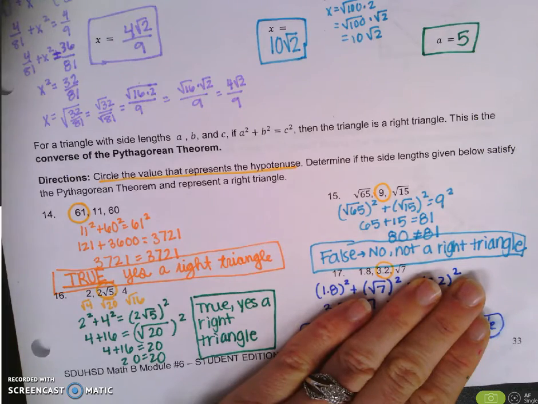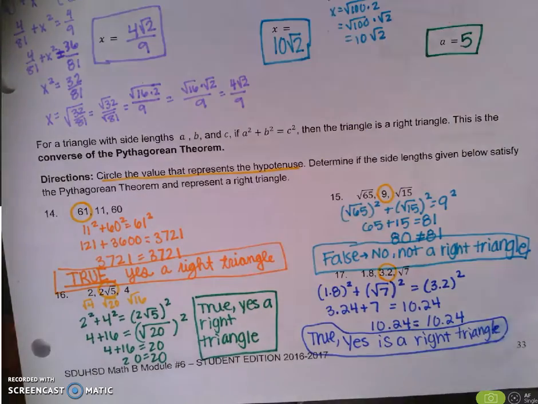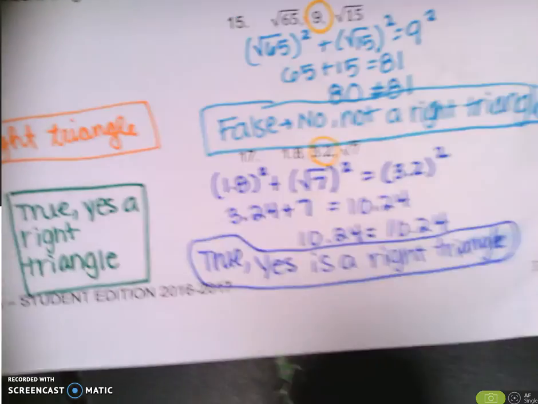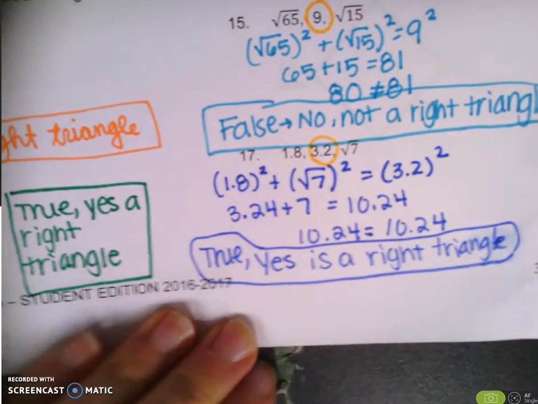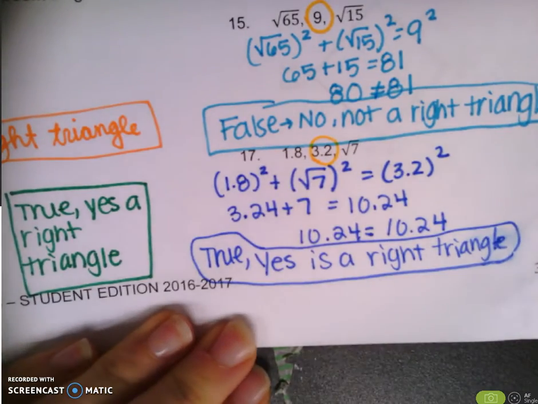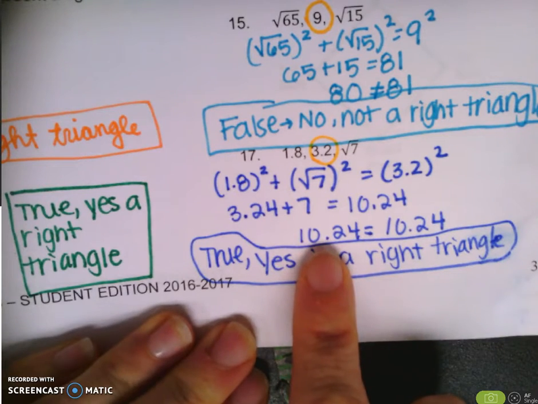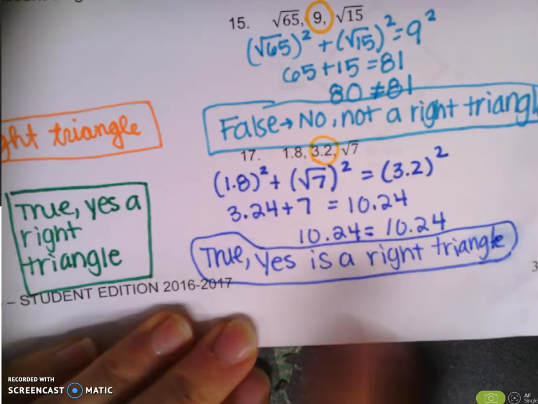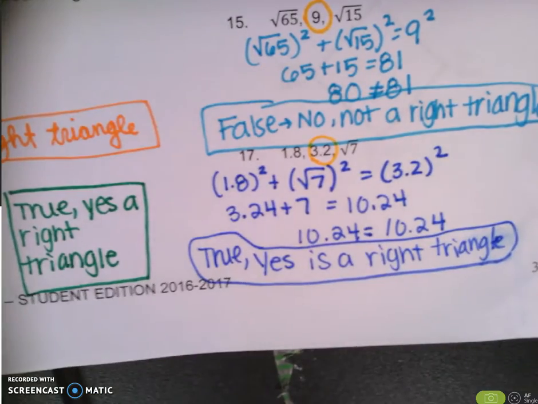Let's see how we did. Is it a right triangle, yes or no? If you said yes, then you are correct. Notice, be careful when you are squaring decimals with your calculator. We end up with 10 and 2400ths equaling 10 and 2400ths. So yes, this is a right triangle.